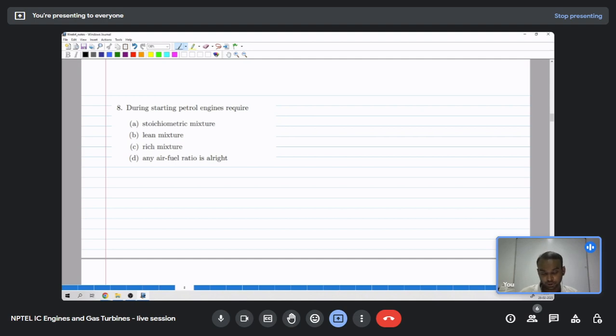During starting, petrol engines require stoichiometric mixture, lean mixture, rich mixture, any air fuel ratio is alright. I think rich mixture, sir. Yeah, sure. I think I have explained this in the previous questions, where we saw why choke is needed, or what choke does. During starting we will have unstable combustion, and to make it stable we put more fuel.